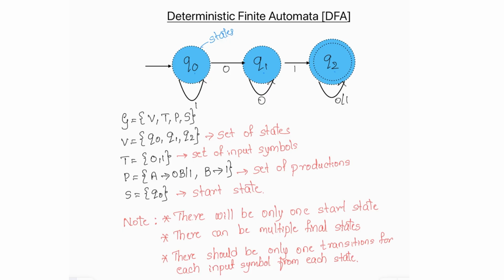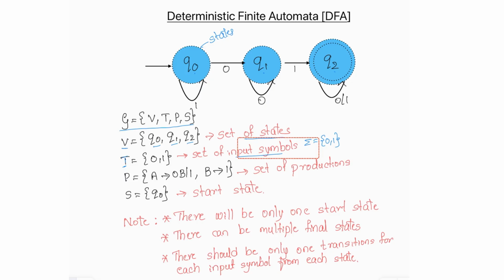So we can define this DFA with the grammar G equal to (V, T, P, S), which is a quadruple. What is V? V is a set of states. In this given example, what are the states? Q0, Q1 and Q2. Next, T is the set of input symbols, which we represent in this form.